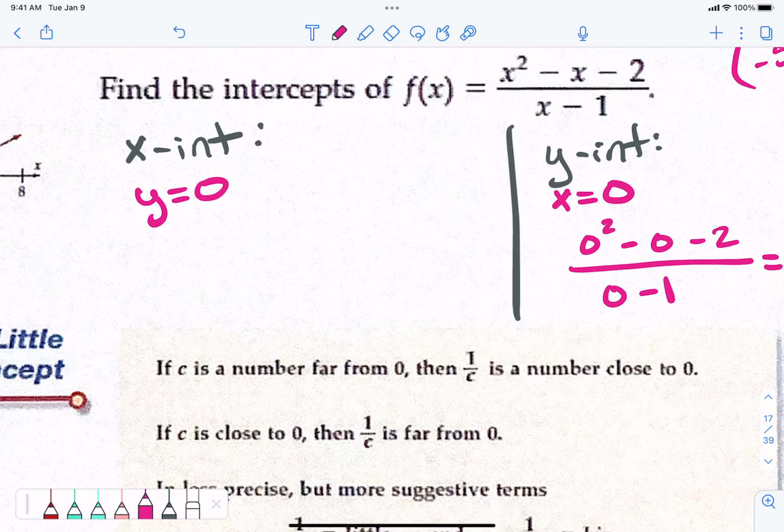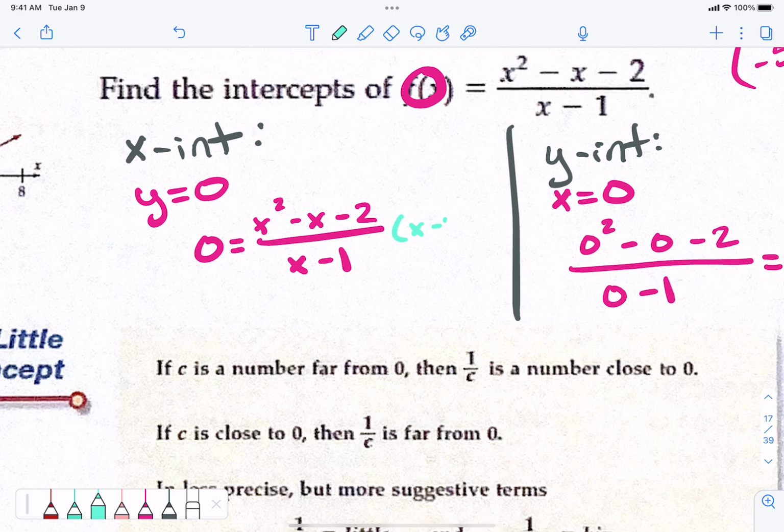Now the x-intercept. I'm going to plug 0 in for y. So 0 goes here. This one's a little bit more complicated. I'm trying to solve for x, or get x by itself, when I set 0 equal to y. So what can we do first? I'm going to multiply by x minus 1 over to the other side.